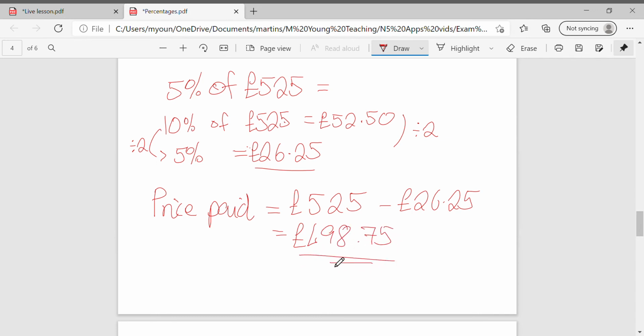Okay, but obviously you can just set out a sum if you needed to do that, and it was 26.25. Make sure you add extra decimal points in, and you can do it like that. Okay, either way, just make sure you know how to do that. So that's the end of that question.